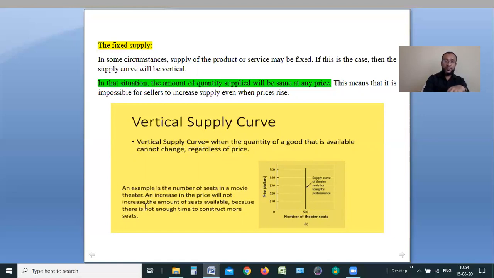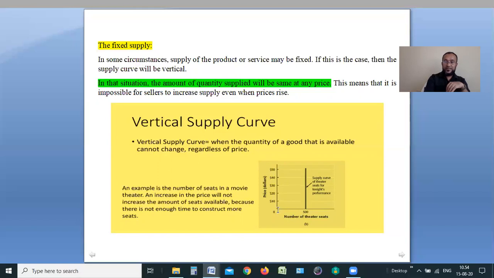Okay, so one example we can take here. An example is the number of seats in a movie theater. An increase in the price will not increase the amount of seats available because there is not enough time to construct more seats. Now look at this diagram. Here we're showing the price of the ticket for the movie in the theater, and here this is the total number of seats in the theater. Total seating capacity in the theater is 500, okay, it is fixed.